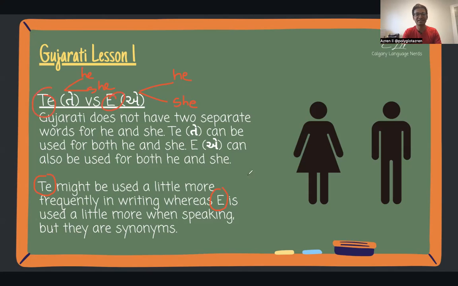And this here at the bottom, where te is used a little more in writing and e is more in speaking, it's just a personal observation. It could be way off. I actually don't know, but personally, when I observe it, it seems to me that way. But again, I could be completely wrong. So there's a whole rant about that.